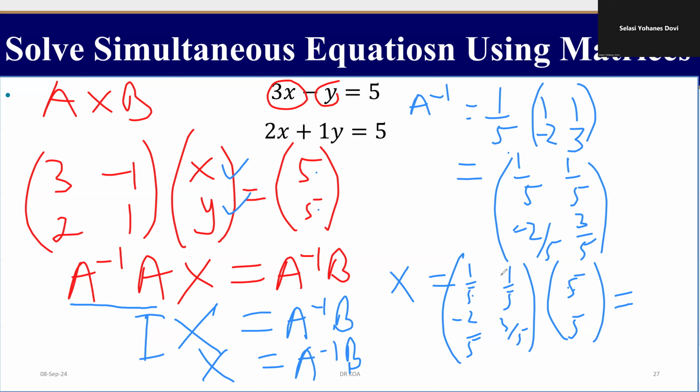Two, exactly. So that is two. You write two here. And then what about the next one? Five multiplying negative 2 over 5, then you have five multiplying 3 over 5. Of course, you're adding them. One, exactly. Therefore, what is the value for X? And what is the value for Y? The value for X is 2 and Y is 1.